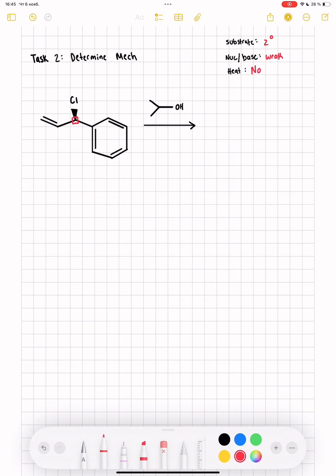Okay. And as you can see, no heat is involved. It is not portrayed under the arrow, so therefore we can easily eliminate E1 and E2. And the fact that this is resonance stabilized and secondary, it cannot be SN2 as well. And then here I'm just showing you that this is neutral, which is indicating why it's not a really good nucleophile. That's me just writing down that it can be both. But because it's SN1, we'll treat it as a nucleophile.